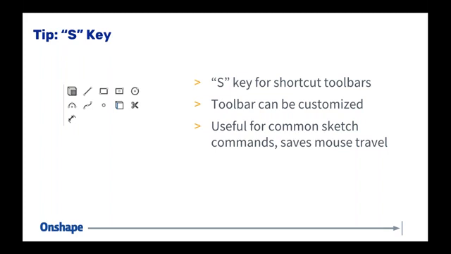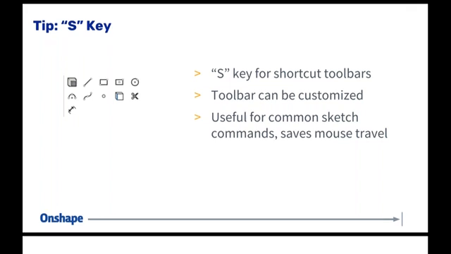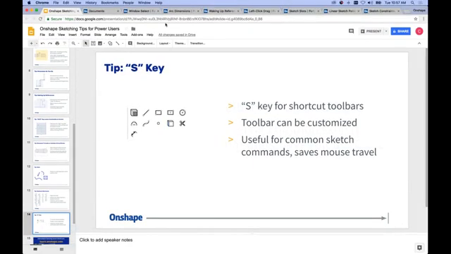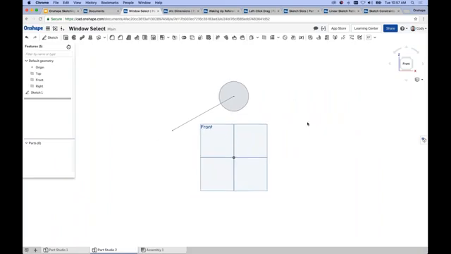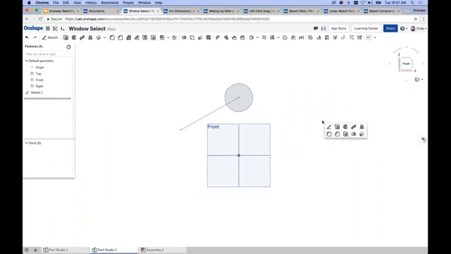Now, one of the neatest aspects of this is you can customize the toolbar. So you can change what icons will show up in this toolbar when you hit the S key. So let me go over this. I have just a few minutes left, so I do want to mention it. Important to point out, the S key is context sensitive. So if I'm in a sketch, I see sketch tools. But if I'm not in a sketch, I see feature creation tools, as well as the ability to start a sketch. You'll see the little pencil icon here.